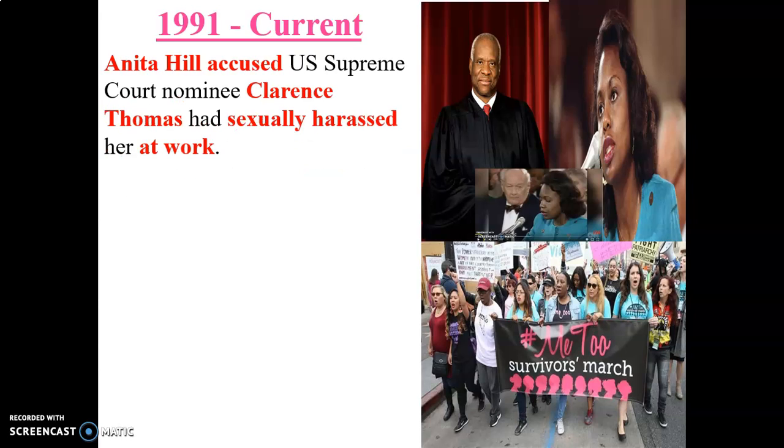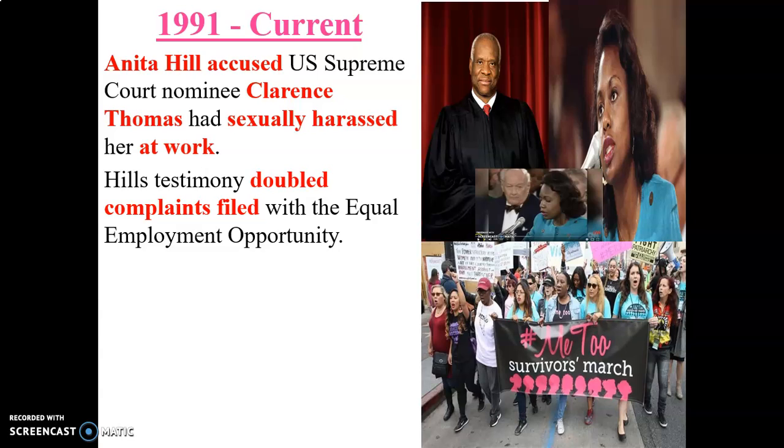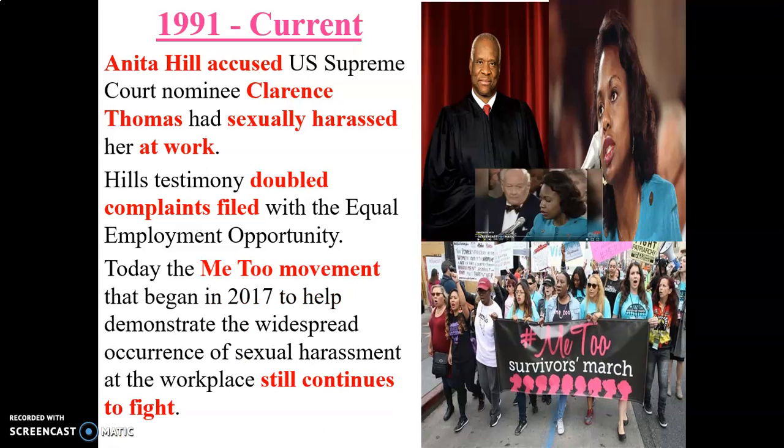1991 to today, the Anita Hill case, which accused a U.S. Supreme Court nominee, Clarence Thomas, this guy right here, of sexually harassing her at work. So Anita Hill was an intern for Clarence Thomas, who was a judge, and she accused him of sexually harassing her at work. It went to court. Hill testified in front of Congress.